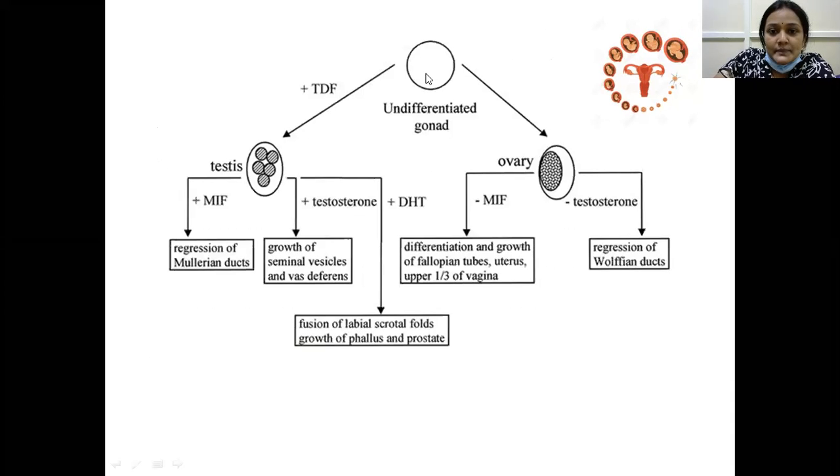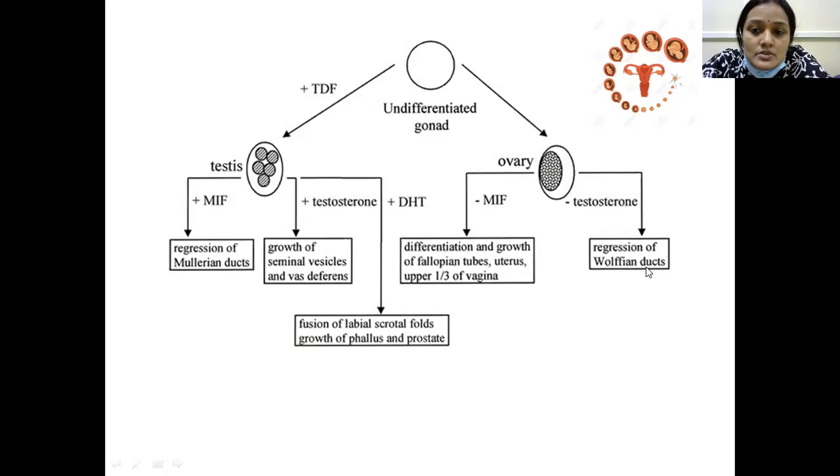As seen here, it is the pictorial representation of what I've already told. It is the presence of the Mullerian inhibiting factor or the anti-Mullerian hormone that causes the regression of Mullerian ducts. And the testosterone further develops the seminal vesicles, vas deferens, and epididymis of the testis. And the dihydrotestosterone leads to the formation of external genitalia, that is the penile development, the scrotal folds, and the prostate. So as there is no anti-Mullerian hormone or Mullerian inhibiting factor, there will be differentiation of fallopian tubes, uterus, upper 1/3 of vagina. And as there is no testosterone, there will be regression of Wolffian ducts.